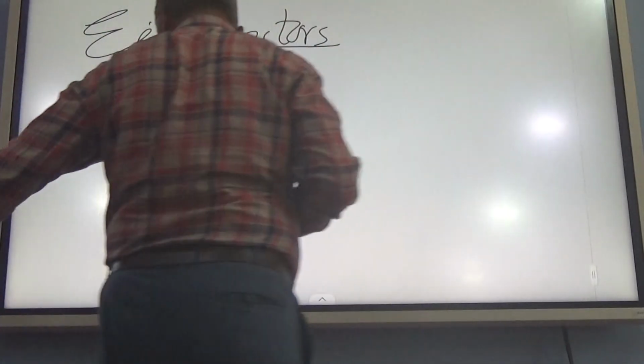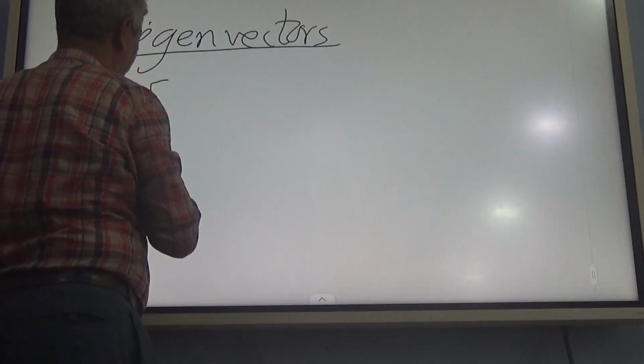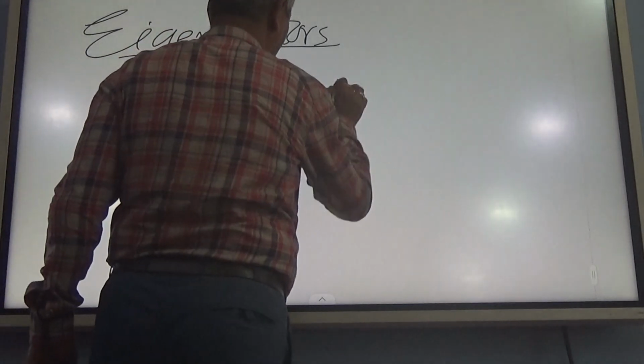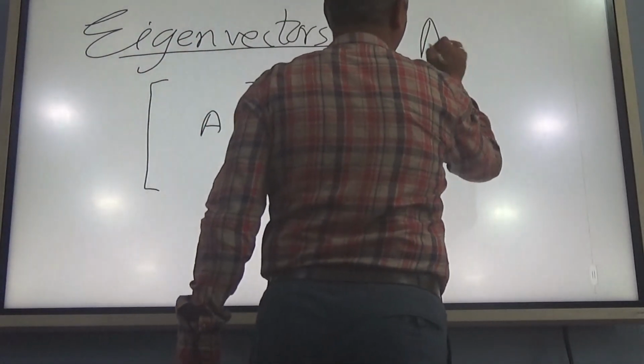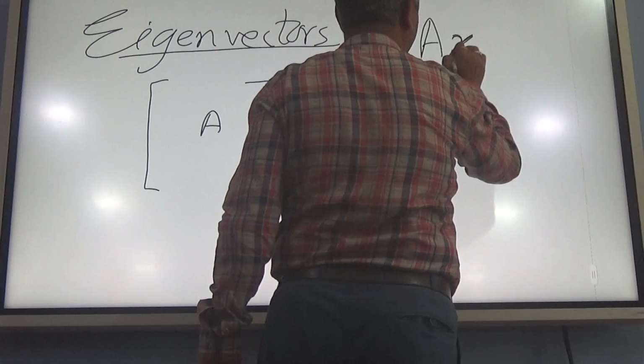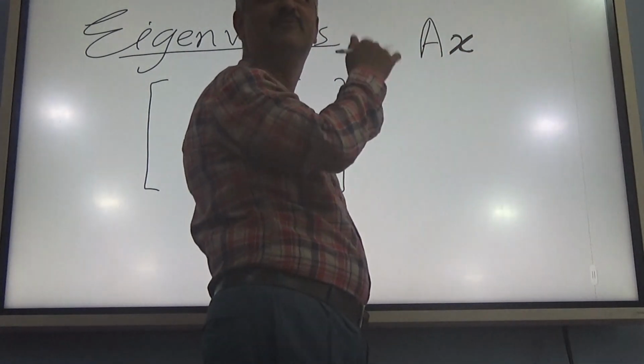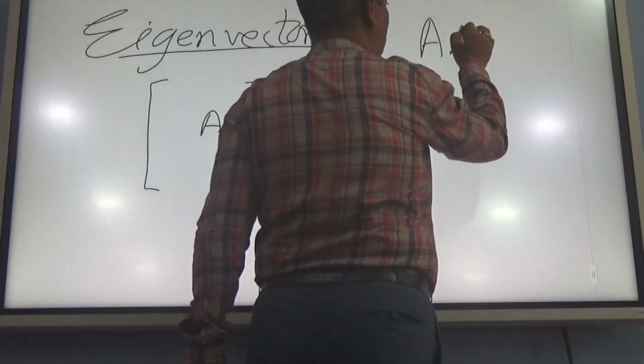So we write, there is always a problem in printing and writing. You write A, and when you write X in the book you find that X is printed bold, it indicates vector. But while writing it is somewhat difficult for us, so there is a convention that we put a dot.